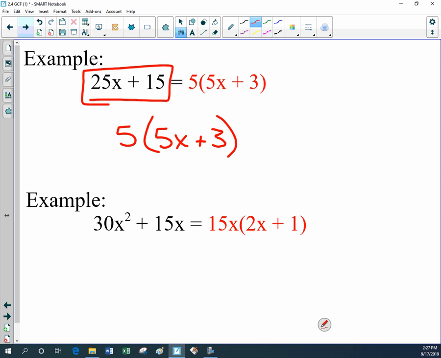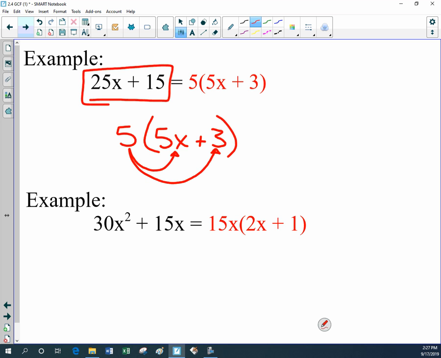The nice thing about factoring is that you can always check your answer by multiplying it back out. So 5 times 5x is 25x. 5 times 3 is 15.